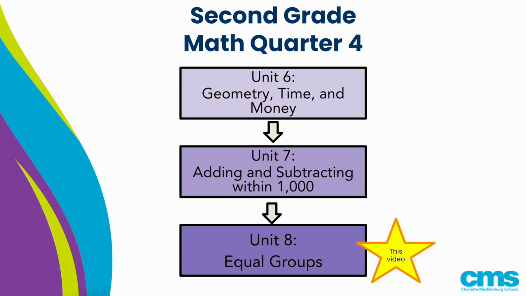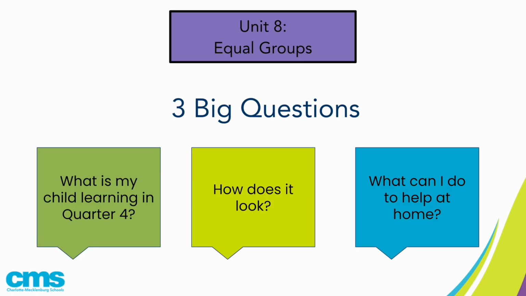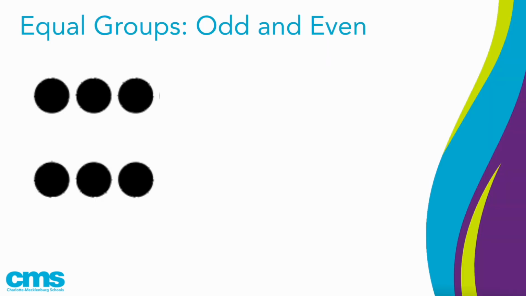Today we're going to focus on Unit 8, which is called Equal Groups. This is part of the students' new learning in quarter 4. And by the end of this video, I'd like to make sure that I've answered 3 questions for you. What does my child learning look like? Or what are they learning in quarter 4? How does it look? And what can I do to help at home?